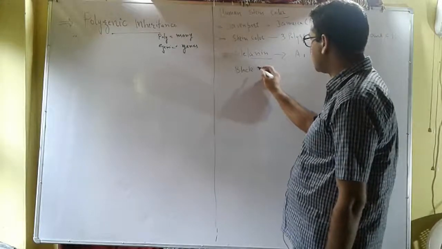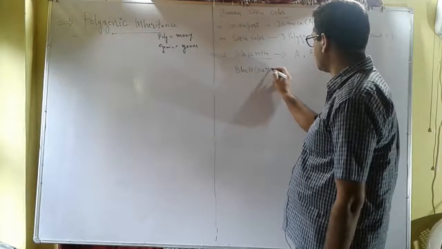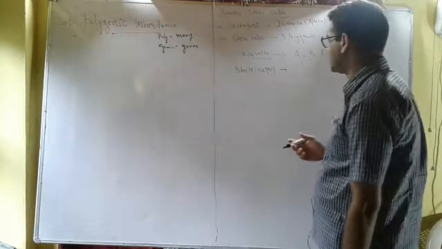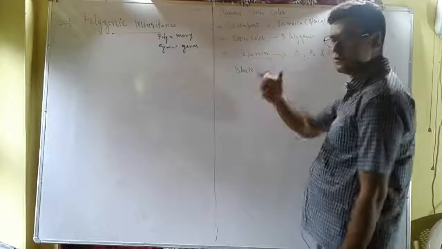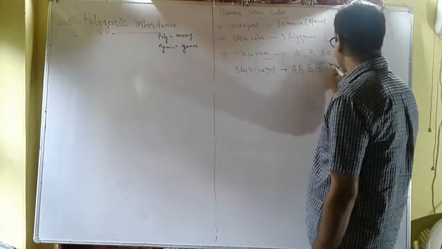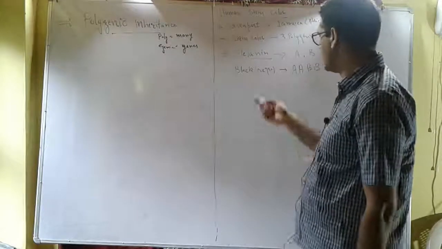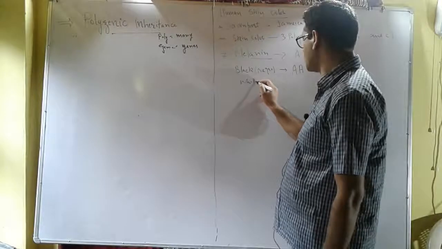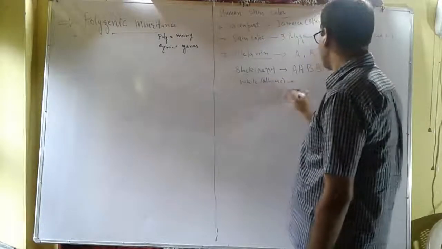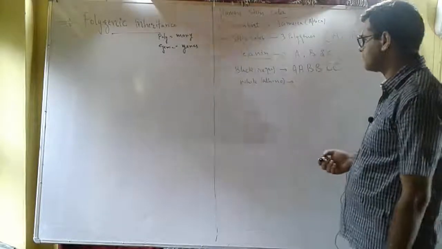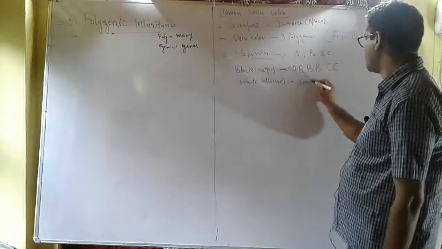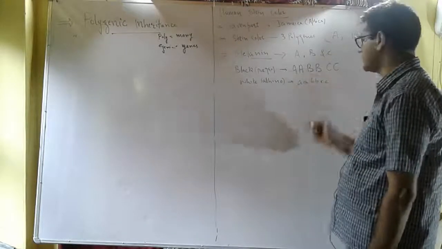So in case of black, what is called as negro, this is a phenotype, black skin color. The genotype would be AA, BB and capital C, capital C. And in case of white, what is called as albino, we have small a, small b and small c, small c.